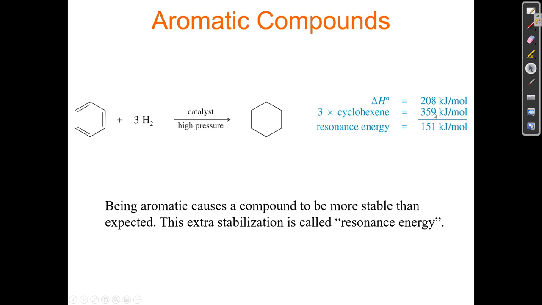This is how much energy is released. When I burn the same amount of benzene, this is how much energy is released. So we say the resonance energy, the amount of stabilization, the extra stability that benzene has that cyclohexene does not have because it's not aromatic, can be 151 kilojoules per mole, is one way to measure that extra stability, just to show benzene is more stable than 3 cyclohexenes, and they should be equal.